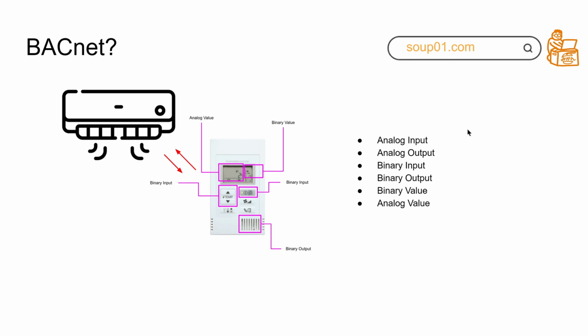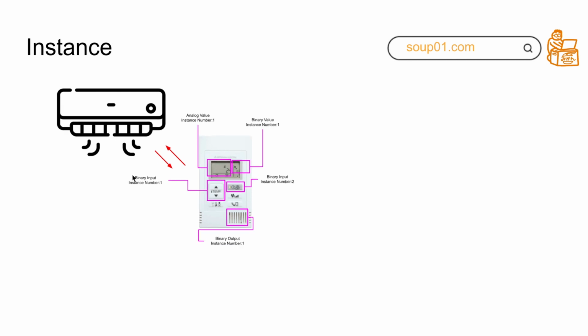They have more than 17 objects in their specifications. For example, you have analog input, analog output, binary input, binary output, binary value, and analog value. And then for each object, they have an instance number. If you used Ethernet IP before, I think you know what an instance number is. An instance number is just a number for each object to implement the object.